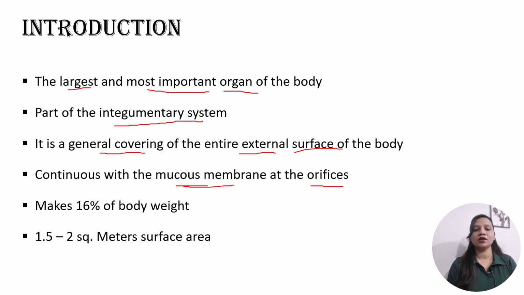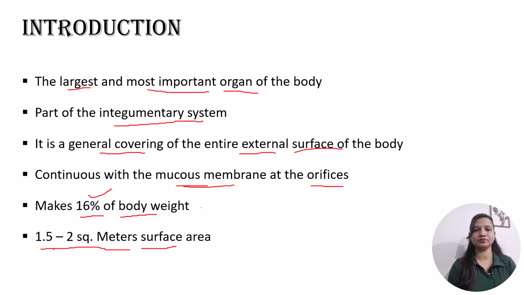Okay, skin makes up about 16% of body weight. It makes up about 16% of total body weight, and it covers an area of 1.5 to 2 square meter surface area. So skin covers 1.5 to 2 square meter surface area of the total body, and it makes about 16% of total body weight.